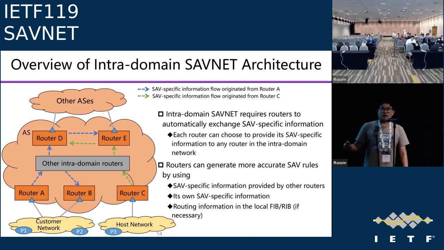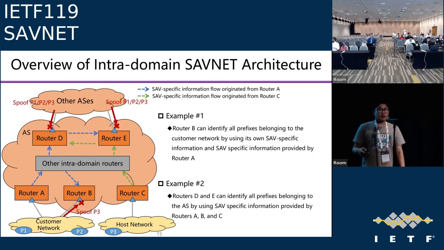To meet the sub-goals, intra-domain SAVNET requires routers to automatically exchange their SAV-specific information. Each router can choose to provide its SAV-specific information to any router in the intra-domain network. Routers can then generate more accurate SAV rules by using SAV-specific information provided by other routers, its own SAV-specific information, and routing information in the local FIB or RIB if necessary.